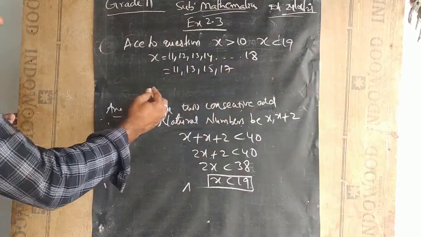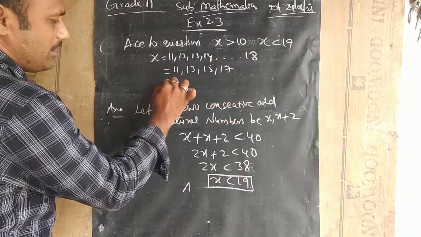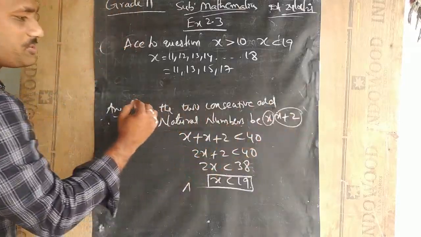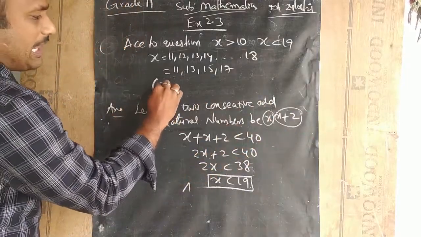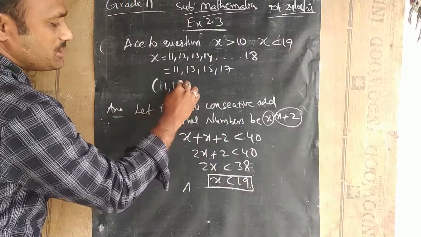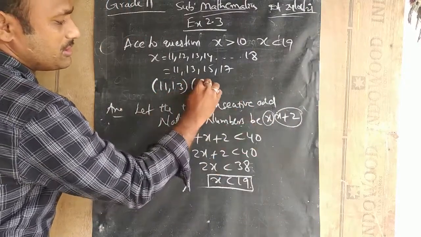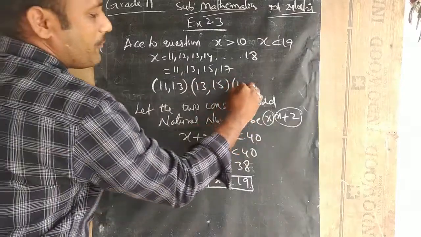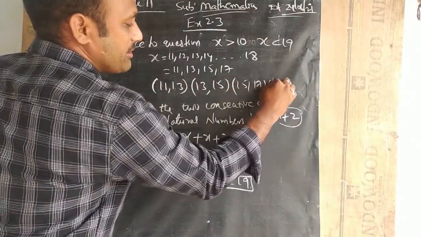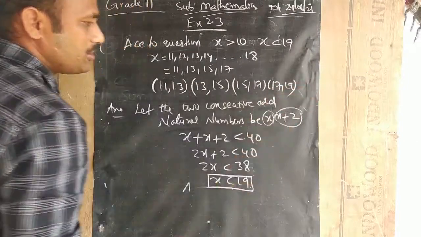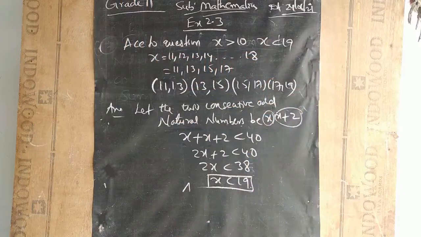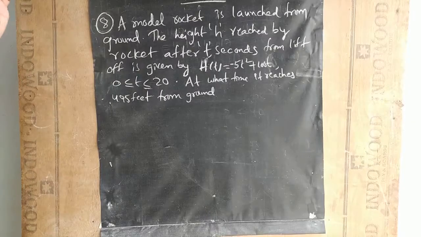So what are the possible pairs we are going to get here? So we need to substitute in place of x and x plus 2. So what is the first pair? 11 comma 11 plus 2 is 13. Next 13 comma 13 plus 2 is 15. 15 comma 17 and 17 comma 19. So these are the four consecutive pairs which we are going to obtain. Let us see the next question, students.